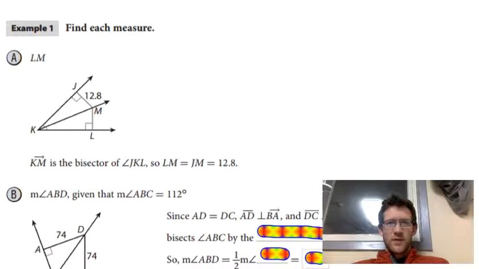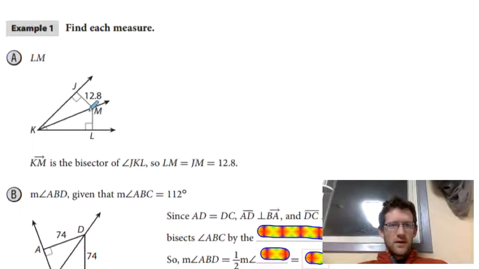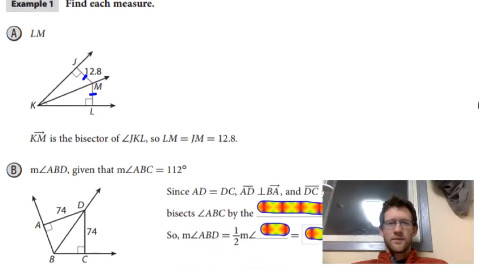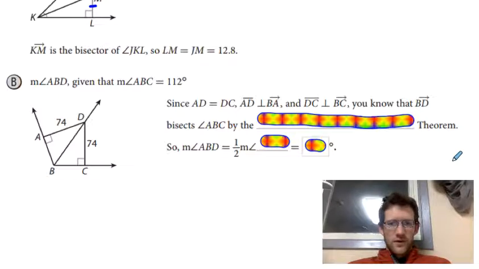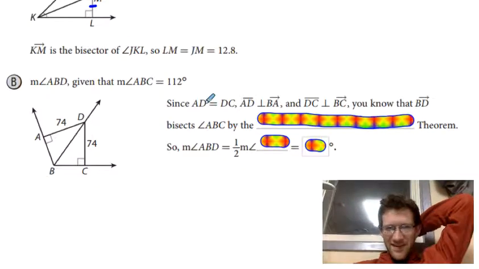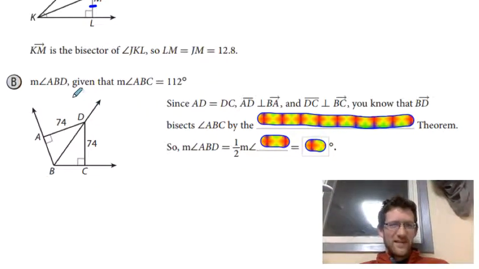In fact, we're going to do a couple practice problems with them. Here we just need to find LM. So we need to find this distance. The question is, is KM an angle bisector? Well, it's hard to see here, but there are two little congruence marks. So yes, KM is an angle bisector. Therefore, point M is equidistant from the two sides. So this is congruent to this, and ML is just 12.8. Don't get too hung up on the computations there.